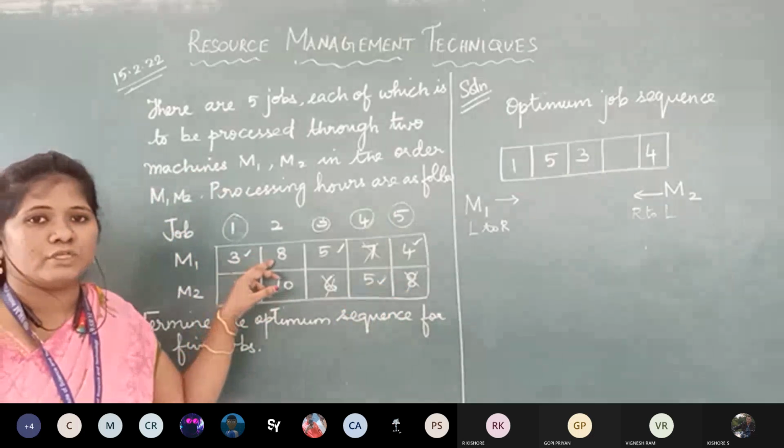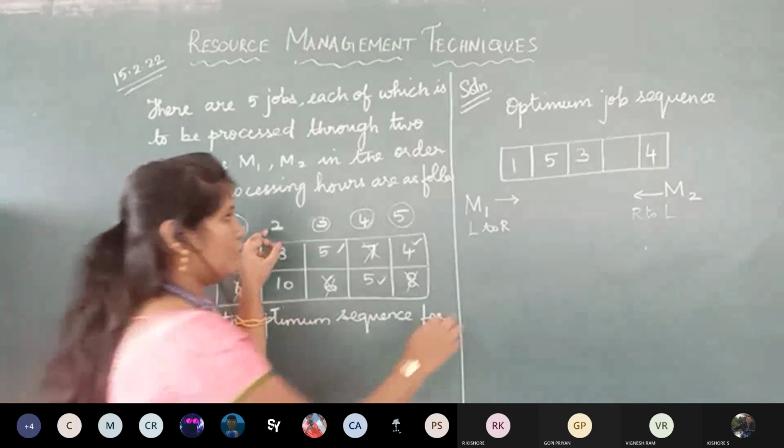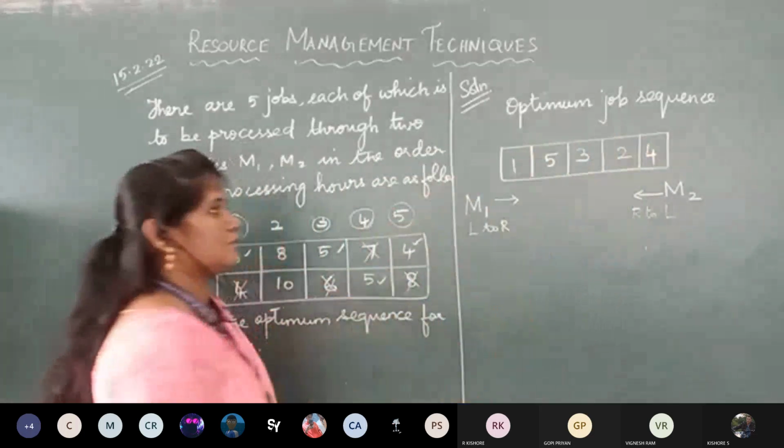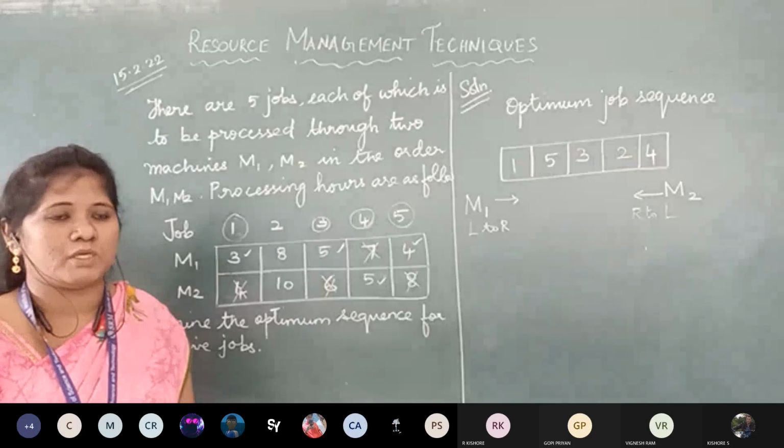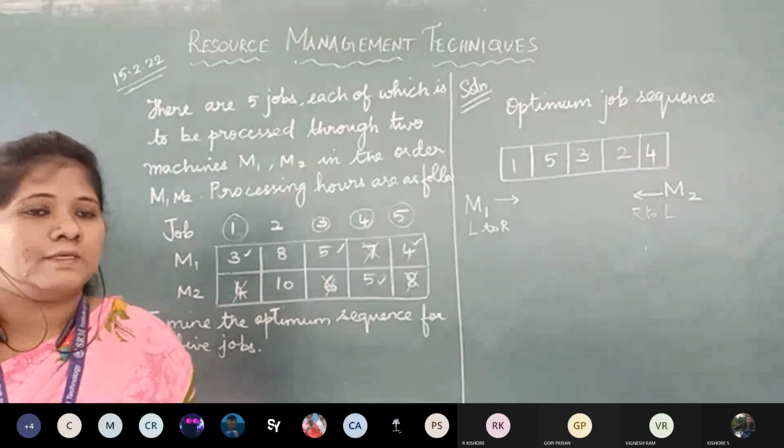Next, you've got your 8 and 10. Your 8 and 10, your 8 is your least value. It is coming from your machine M1. And this is your job 2 assigned. So this is how you write your optimum job sequence. Write it down. Any doubts you've got?